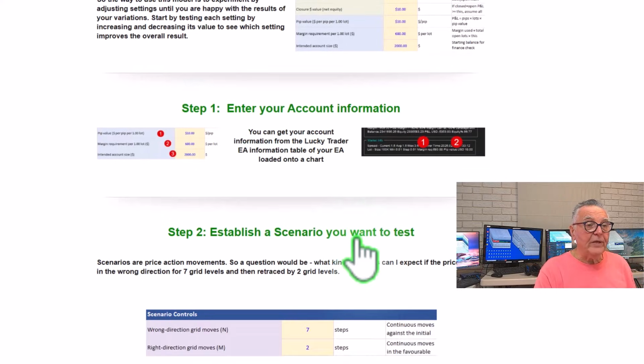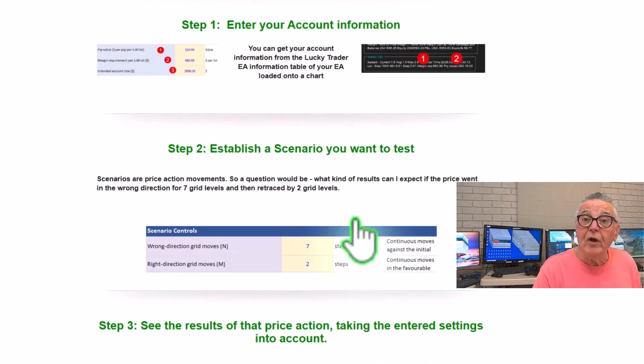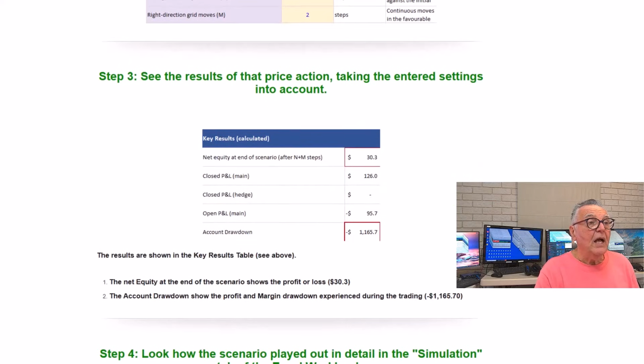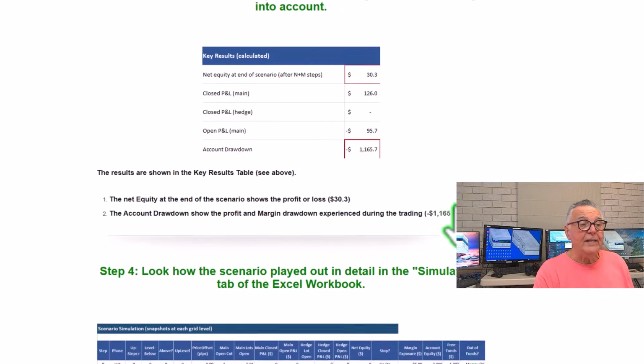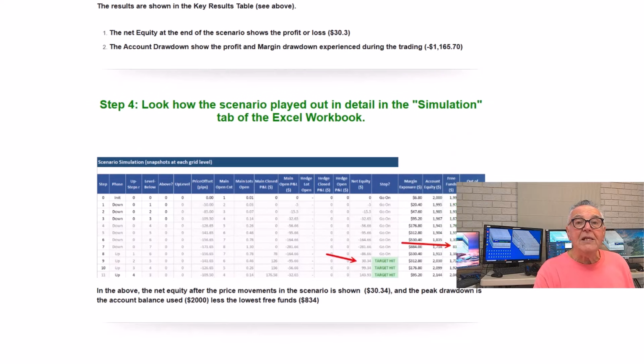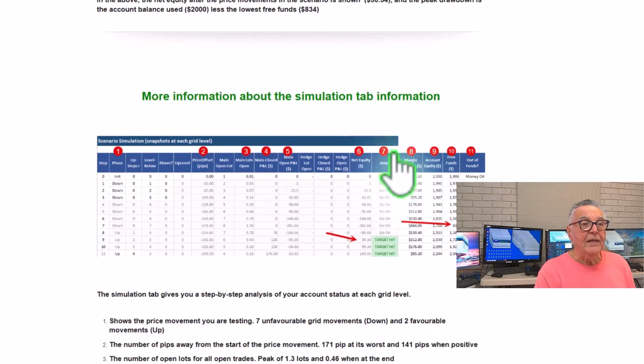You've got to tell it what kind of account you're using. Then you say which scenario you want to use, like the 7-2 scenario or whatever you want to do. Then you have a look at the results of that scenario. There's 30, and that's still okay. It's not red. And then you look at the simulator. Step 4, you look at the simulator, and you can see how the results have unfolded and how they became positive, and how the margin management happened. So fantastic there. And there's more information that we provide on the simulation tab, on what all those columns mean.